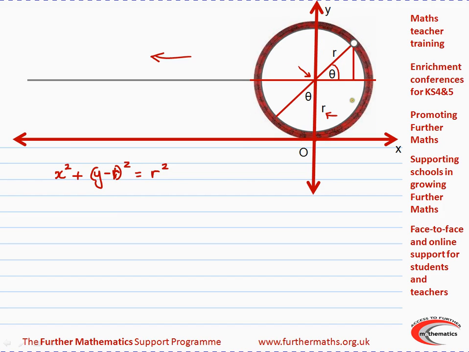So if the blob of paint was going to stay on the circle, and the wheel was going to stay in one place but spin, this would be the equation of the path that the blob of paint would trace out. Well, that's all very well, but actually the blob of paint isn't staying in that same circular path, it's going to be moving along. So we're going to need a slightly different approach in finding the position of the blob of paint.